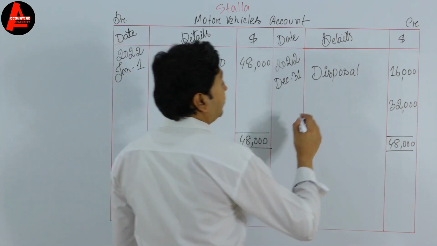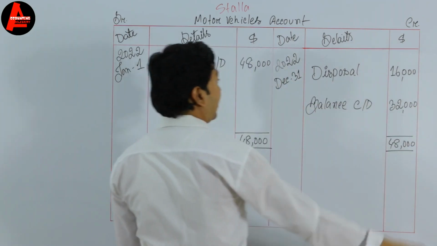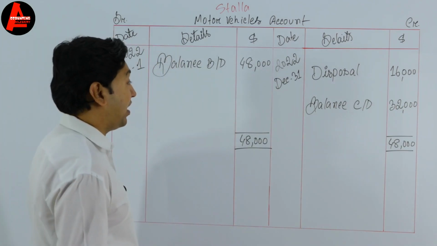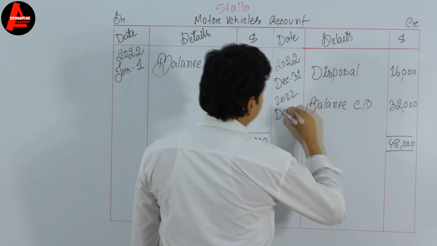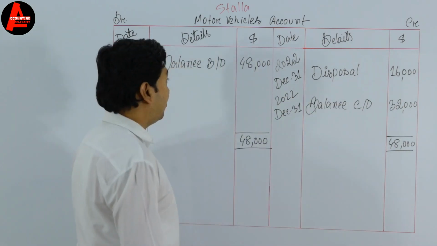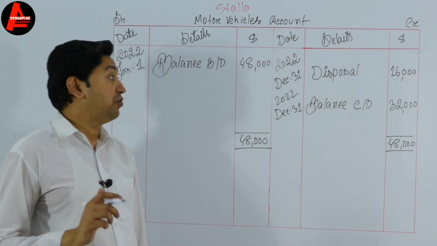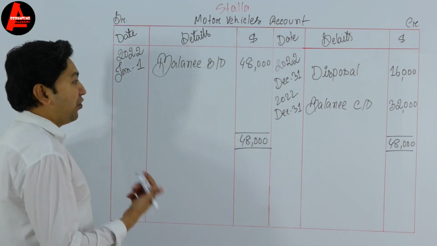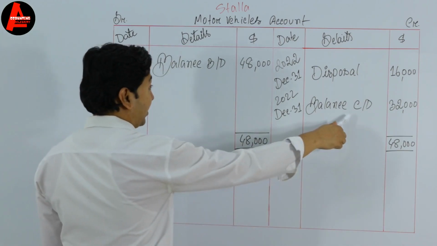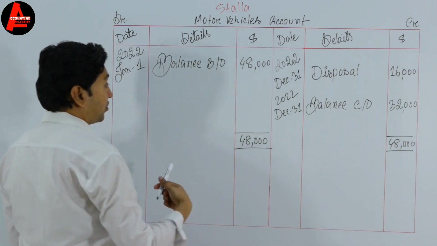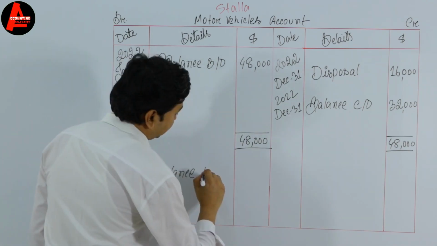So we will write here balance c/d. We write c/d, carried down. When we write the closing balance, it will be the same date, 2022 December 31st. Now we have to come to the debit side here, because in the question it is a requirement to bring down the balance. When you bring down, you have to come to the opposite side of balance carried down. We wrote balance carried down on the credit side, so we'll go to the opposite side, that means the debit side. So we will write here balance b/d.